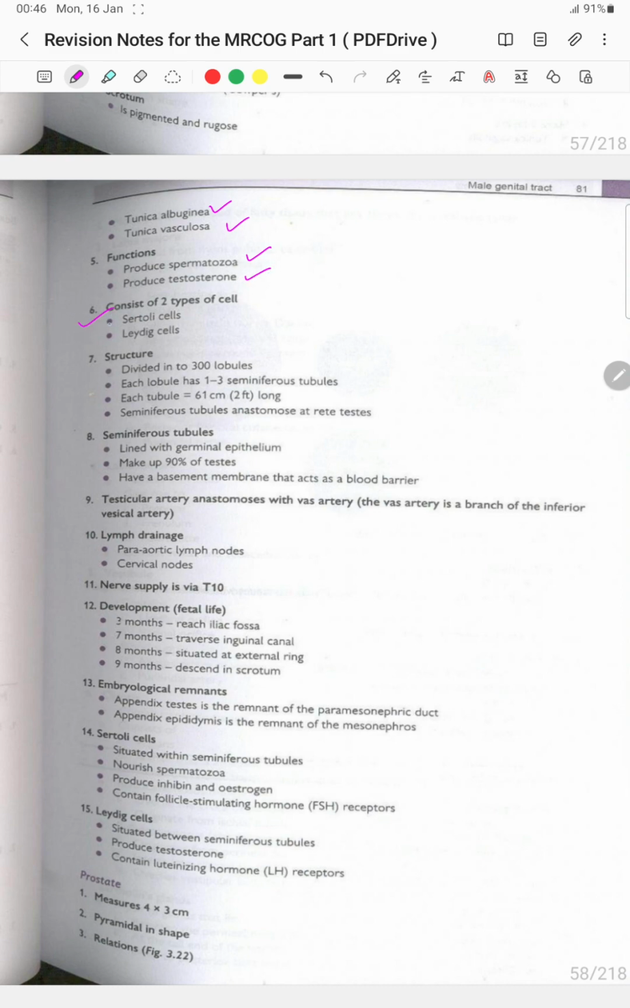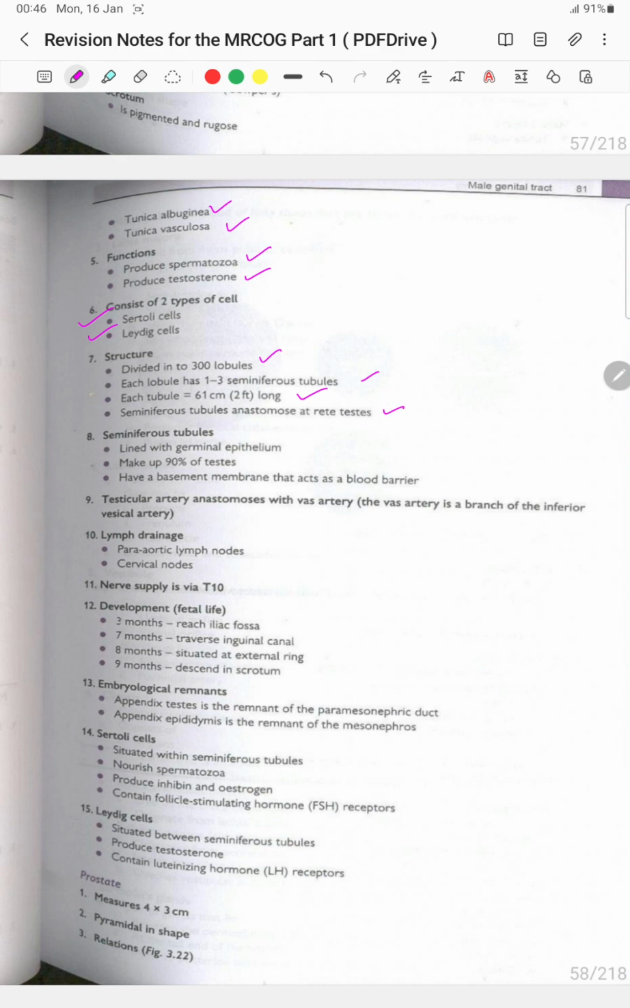It consists of two types of cells, the Sertoli and the Leydig cells. The structure is that it has 300 lobules, and each lobule has 1 to 3 seminiferous tubules, and each tubule is 61 centimeters, 2 feet long. The seminiferous tubules anastomose at the rete testis.